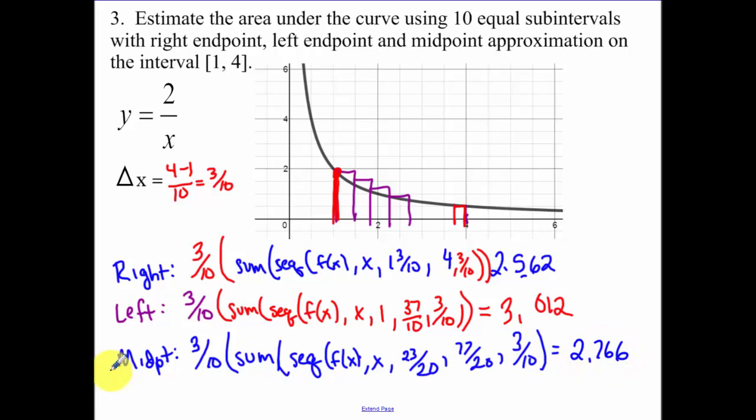And when I type this into my calculator, I get 2.766. So let me show you guys this now, typing this in your calculator, because you're going to have to know where to get the sum of the sequence. Now realize your calculator might look slightly different than mine. So I'll help you guys in class if your calculator looks different than mine.